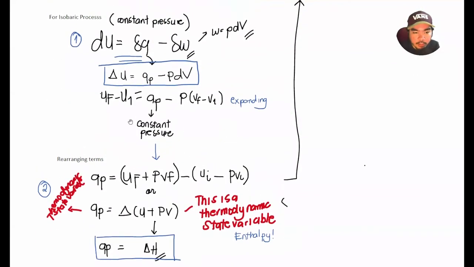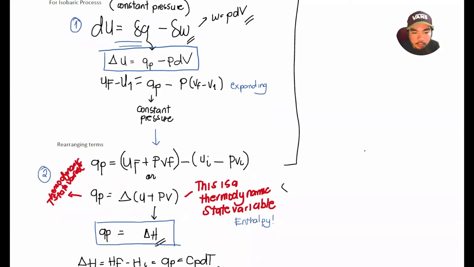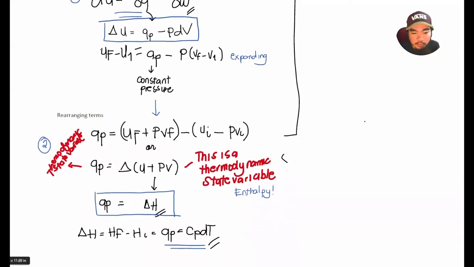Okay, so this is done under constant pressure. Therefore, our QP, if you follow the derivation here, is just equal to delta H. So QP is equal to delta U plus PV. If you follow this derivation, again QP is equal to delta H, which brings us back to our initial definition. We said enthalpy is heat content, that is the heat it possesses at constant pressure.